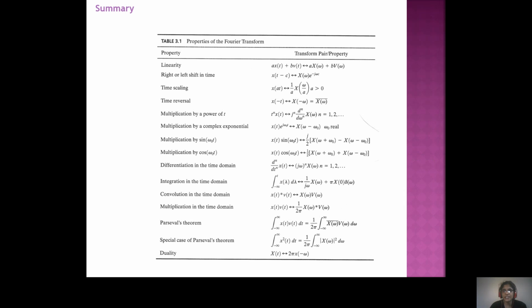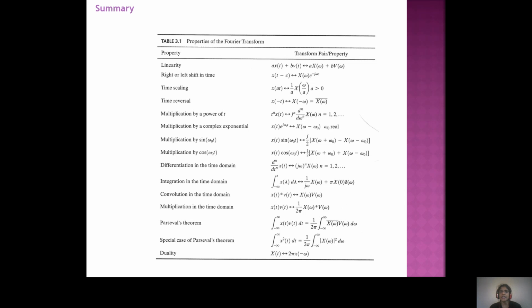So what are the different properties? When is it linear, what is the property? A x of t plus b y of t is a into x of omega plus b into y of omega. The same with time scaling: x of a t is 1 by a x of omega by a, while time reversal is x of minus t gives x of minus omega, and multiplication by power t: t n x of t gives j n d n by d omega n.